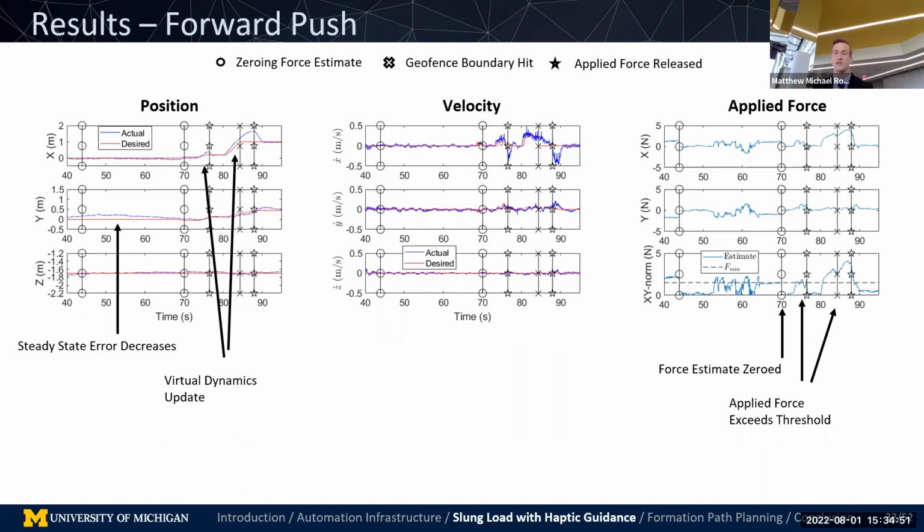The user applies another force, this time much larger. It exceeds the 2D norm. It makes the admittance controller change that set point and it moves forward. However, you can see with that X right there at about 85 seconds, it hits that geofence boundary. And now this user input is no longer updating the guidance.